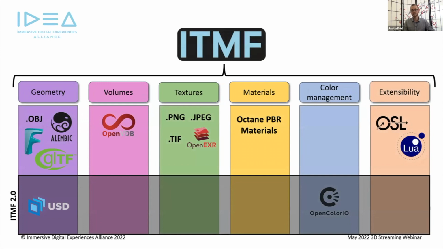ITMF umbrellas these formats as subformats such as OBJ, Alembic, GLTF, and FBX. Those are for geometry, OpenVDB for volumes, and OpenEXR for textures, as well as output for composition. Support for other developing industry standards such as USD and OpenColor IO will soon be supported within the render graph. Any functionality of these subformats is inherited by ITMF.